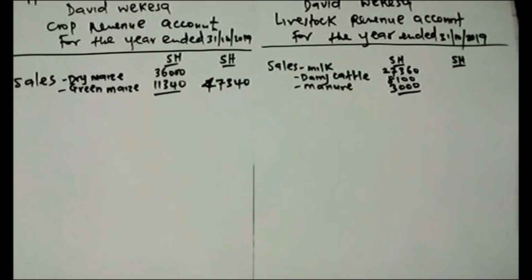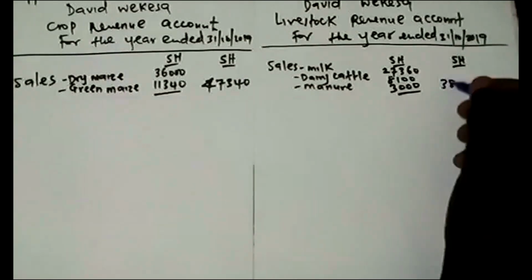Then for the livestock, if I take 27,360 plus 8,100 plus 3,000, I'm getting 38,460.